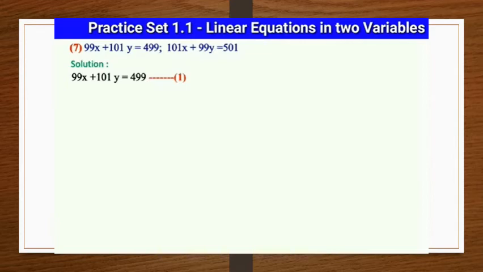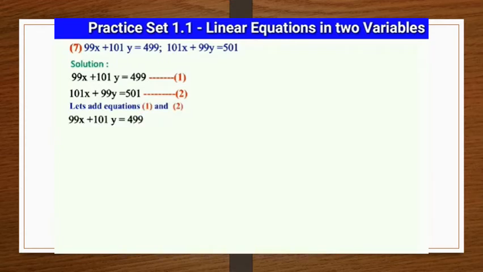Solution: 99x plus 101y is equal to 499. That is equation number 1. 101x plus 99y is equal to 501. That is equation number 2. Let's add equation 1 and 2. 99x plus 101y is equal to 499. 101x plus 99y is equal to 501.